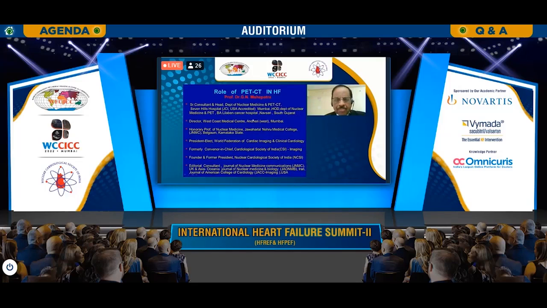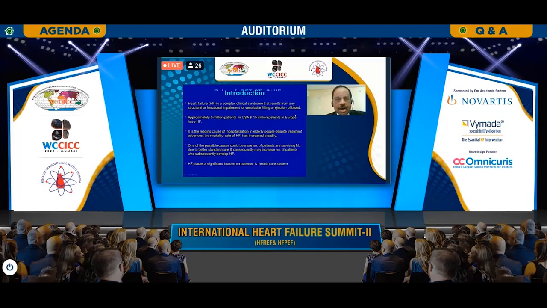Role of PET-CT in CHF. As you have been hearing since the morning, heart failure is a complex clinical syndrome that results from any structural or functional impairment of ventricular filling or ejection of blood. Approximately 5 million patients in the US and 15 million in Europe have heart failure. It is the leading cause of hospitalization in elderly people.